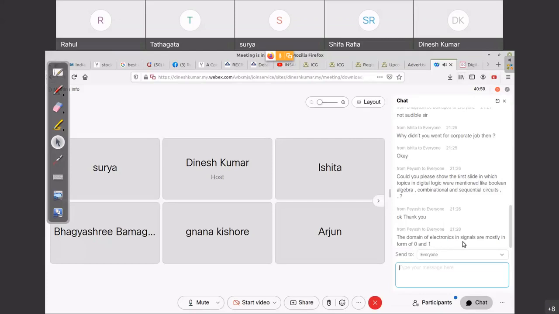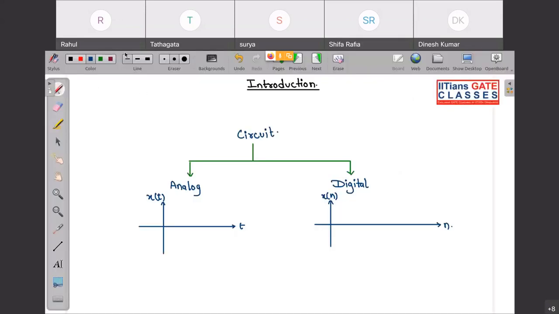Yeah, the domain of electronics and signals are mostly in the form of 0 and 1. Those are digital signals. Okay. So the simplest form of analog signal is a sine signal. Why sine signal? Analog signals are basically those signals which are defined at every instant of time. See, from this point, from 0 to 1, if I consider this as 1 second, all the instants in between 0 and 1, they are defined, you can see.